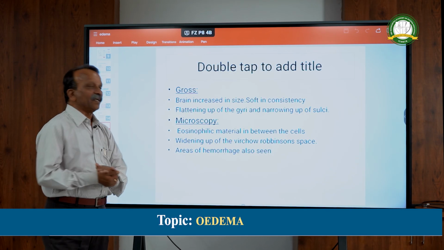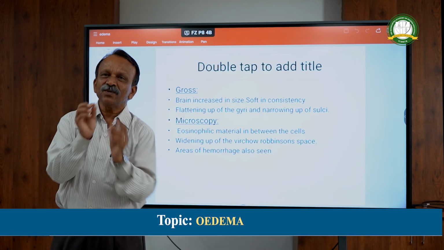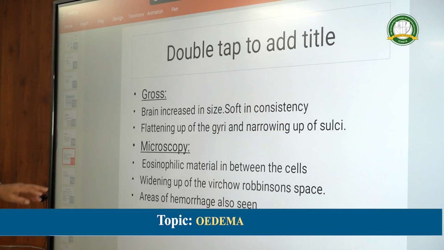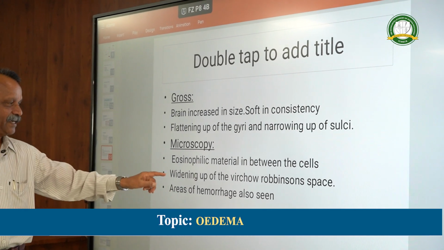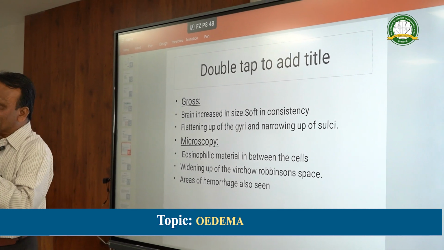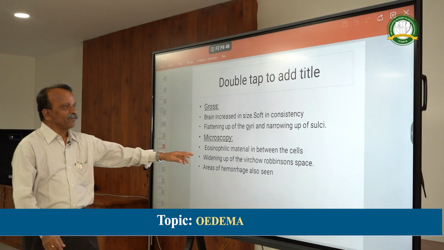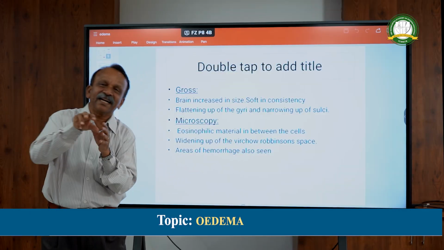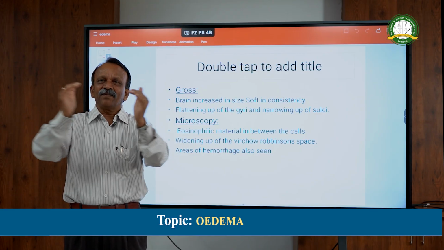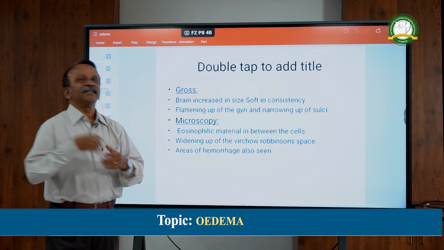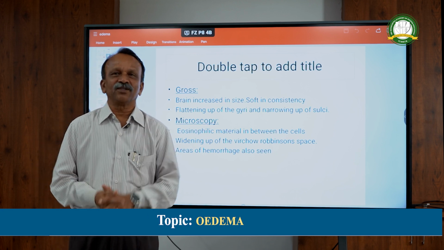Coming to the next one, that is microscopy. Microscopically, there will be eosinophilic material seen in between the cells, and this brain has got blood vessels. Around the blood vessels, there is a space called Virchow-Robinson space. Because of this edema, there will be widening of this Virchow-Robinson space. And the third one, at some areas hemorrhage can also be seen.